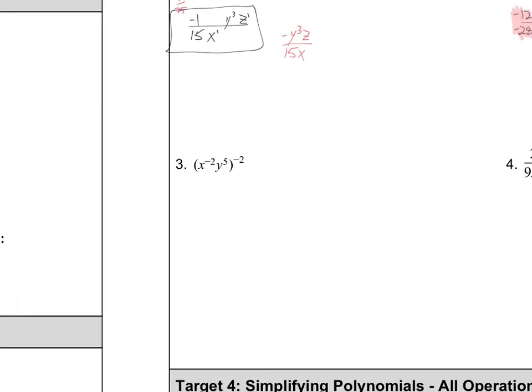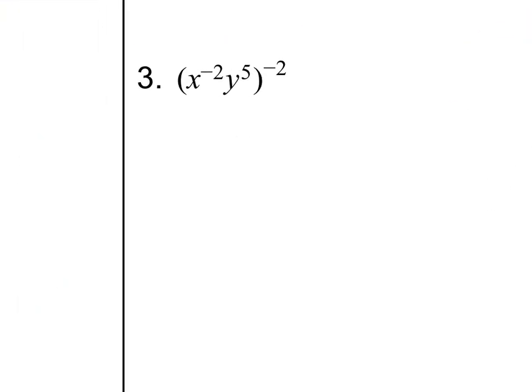All right, number 3. We have x to the negative 2nd, y to the 5th, all raised to the negative 2nd power. Now there are 2 paths we can take when we do this. Path 1, and I should mention both paths are going to get us the exact same answer. Path 1, we can distribute in right off the bat.